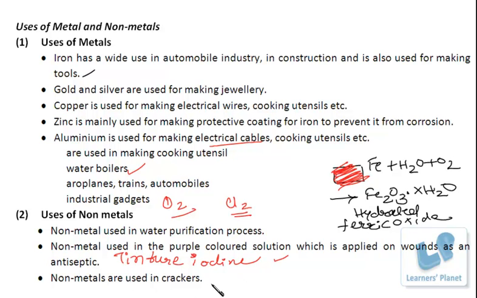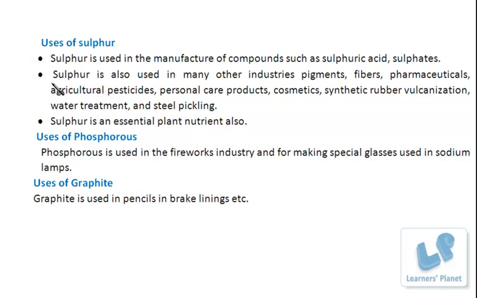Non-metals are used in crackers also. See, nitrogen, it is used for making crackers. These are few non-metals. Say sulfur. Sulfur is a very important non-metal. Sulfur is used in the manufacture of compounds such as sulfuric acid. Sulfuric acid is called the king of chemicals. Do remember this.